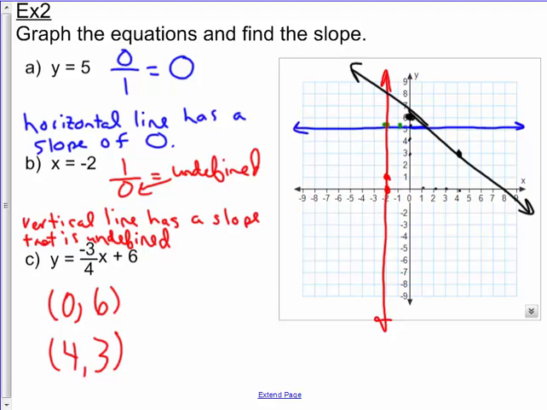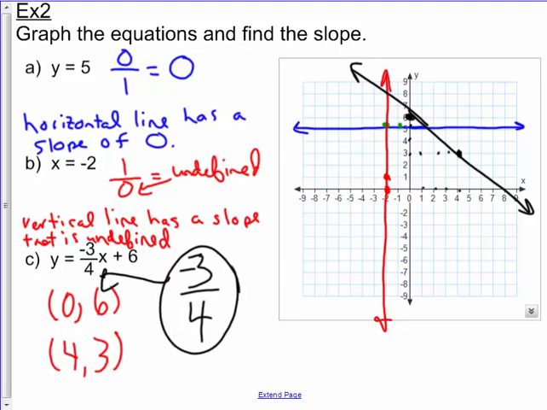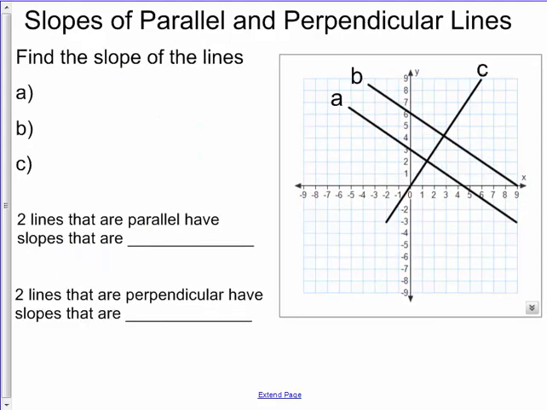Okay, I counted down 3, and to the right, which is the positive direction, 4. So it's negative 3/4. I could have done it algebraically as well. 6 minus 3, and 0 minus 4. Notice negative 3/4, it's also in the equation. That's in that form, y equals a plus bx, or mx plus b, however you look at it. We'll look at that in the next section.